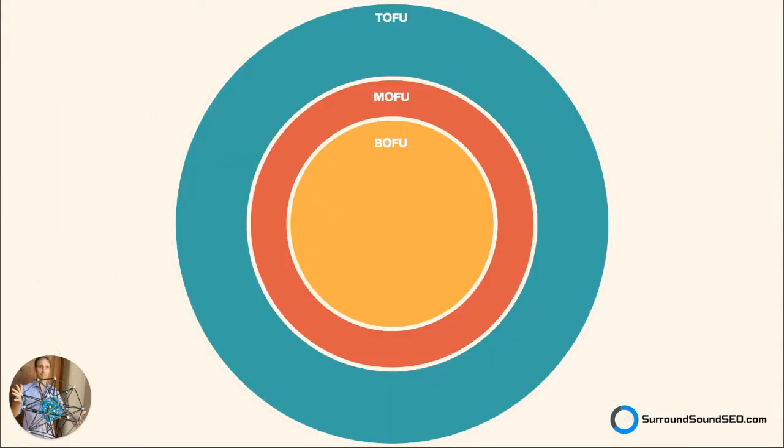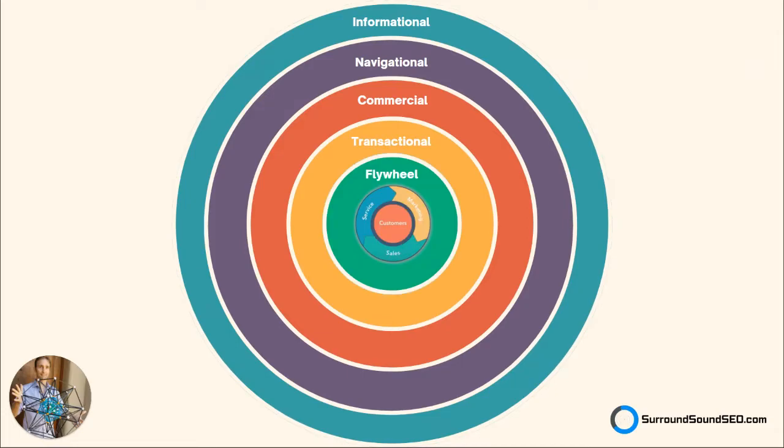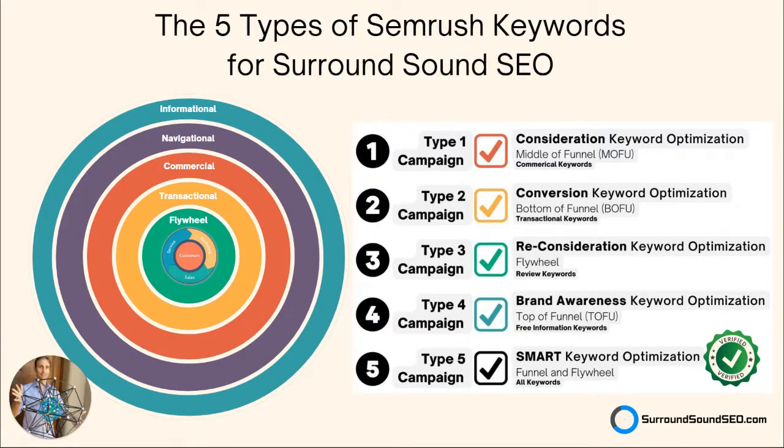So if you were to take this onion diagram, TOFU, MOFU, BOFU, and map on the SEMrush keywords, it would look something like this. Informational intention, navigational intention, commercial intention, transactional intention, and a deeper transactional keyword would be a flywheel keyword, which is essentially review type keywords. So that's what we're really talking about here, and this slide will be available for you to look at and download and for your consideration for various campaigns.